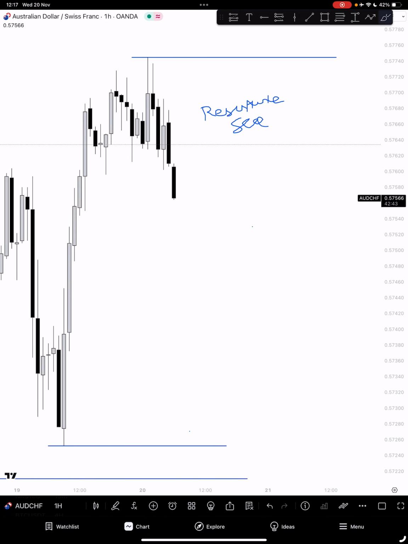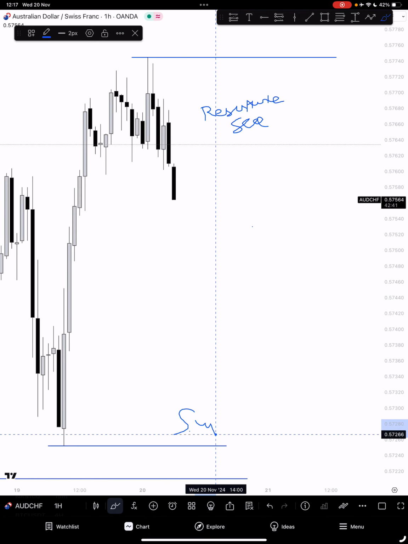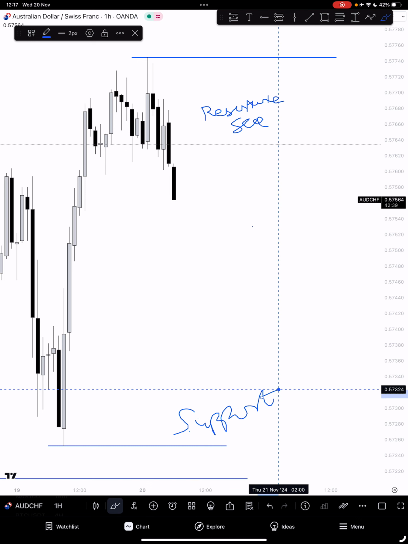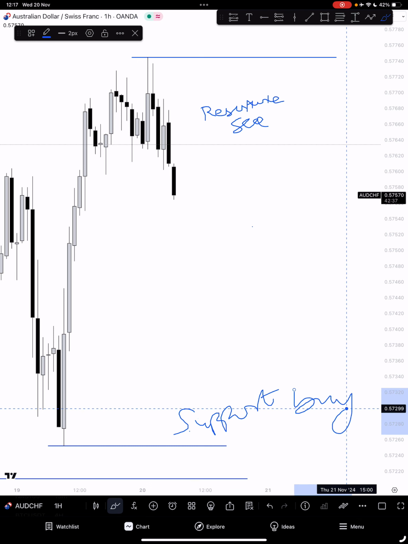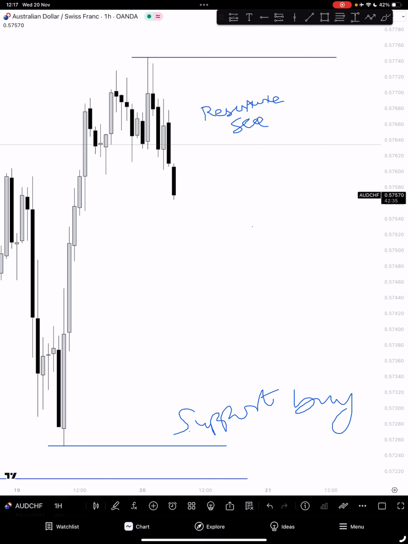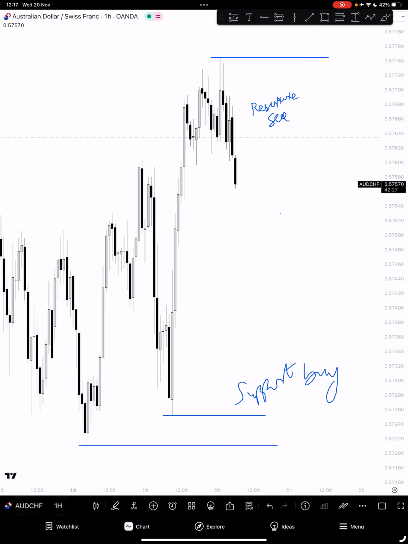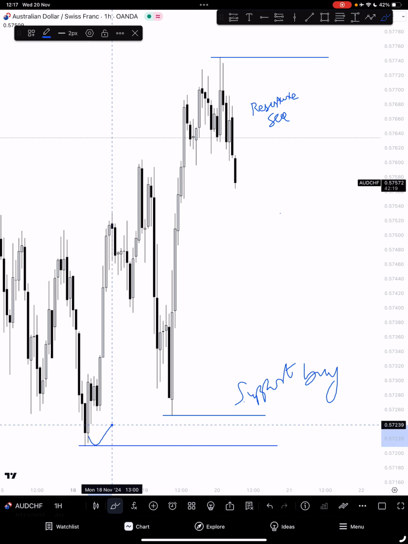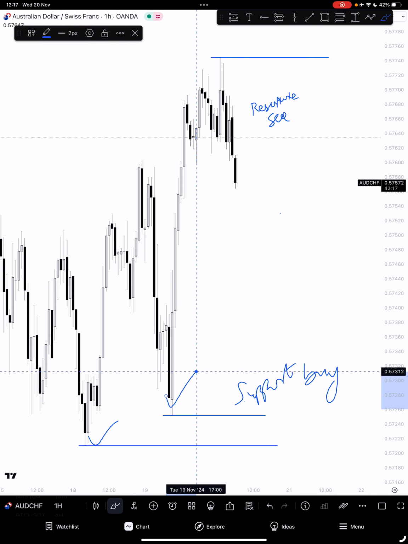Then supports. Buy. Okay, that's it. So when it's at a resistance, we sell. When it's at a support, we buy. So I've told you how to identify those places. You can see them where the market got to and started moving up. The market got to, this is support, this is support, this is resistance.